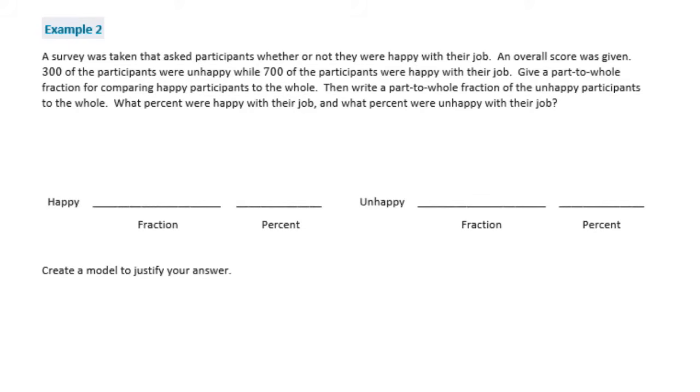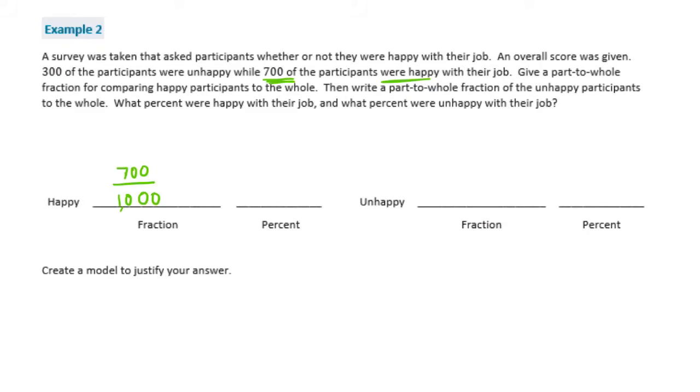So let's start with the happy. So out of 1,000 people, 700 were happy. So 700 out of a total 1,000 were happy.